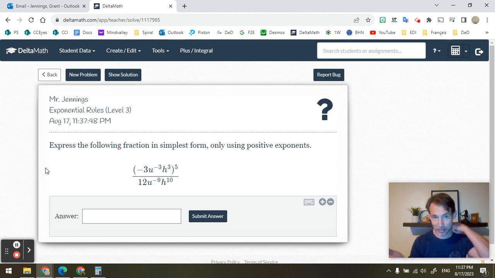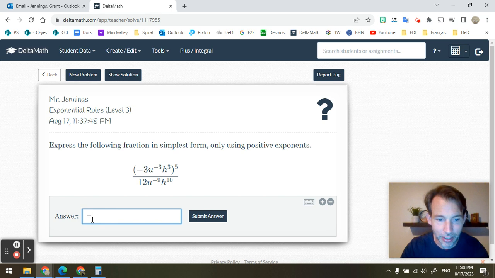All right, express this one in simplest form using only positive exponents. I'll do this one in my head, and then I'll show you writing it out the next one. So this one will be 3 to the 5 on top. 3 to the 5 is 243, but 12 has a factor 3 in it. So we can actually reduce that to 3 to the 4. So 3 to the 4 is 81. So we're going to have 81 on top, but it's negative.